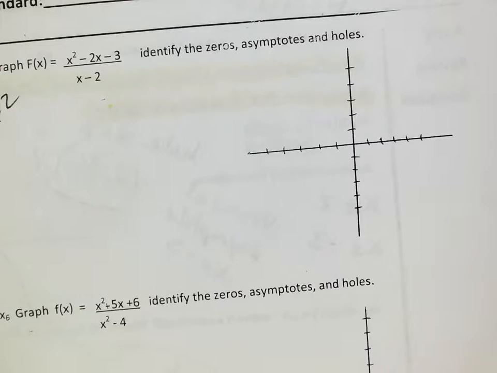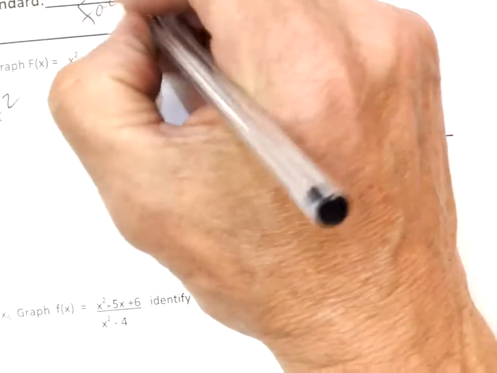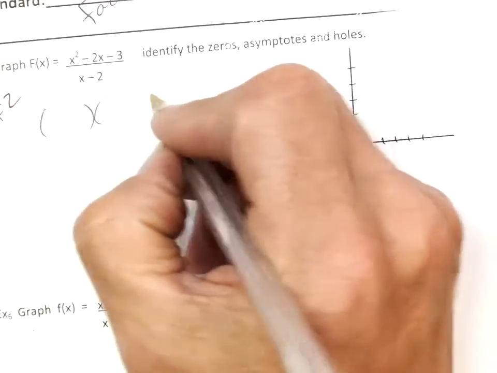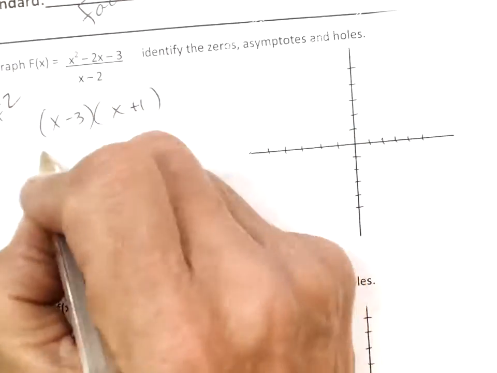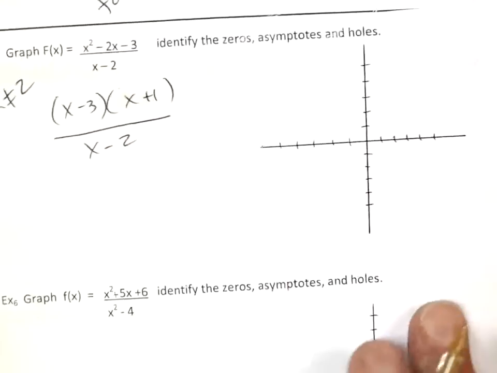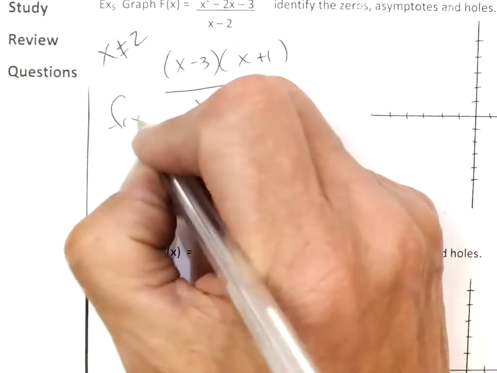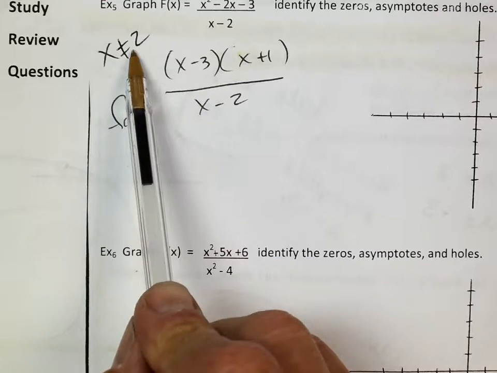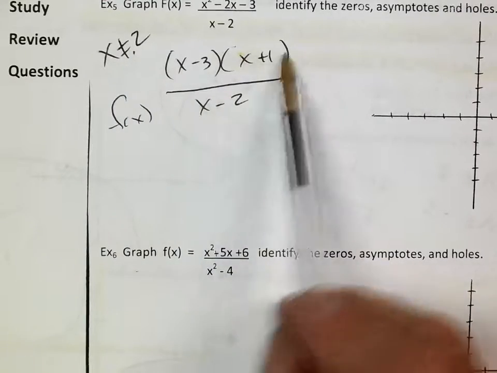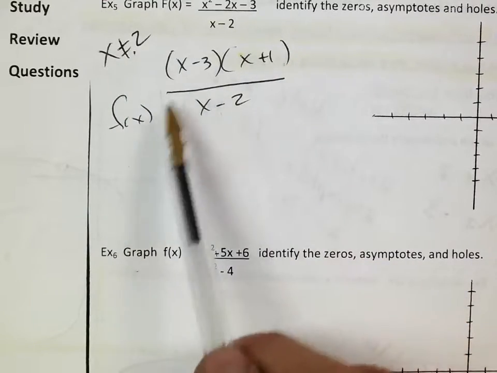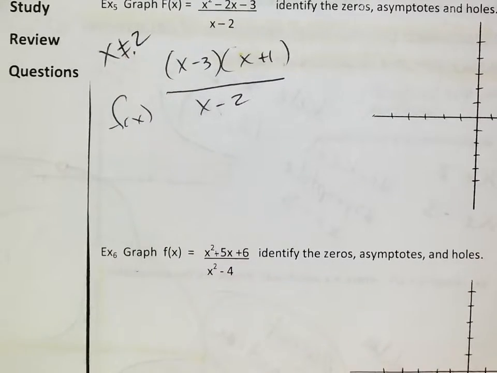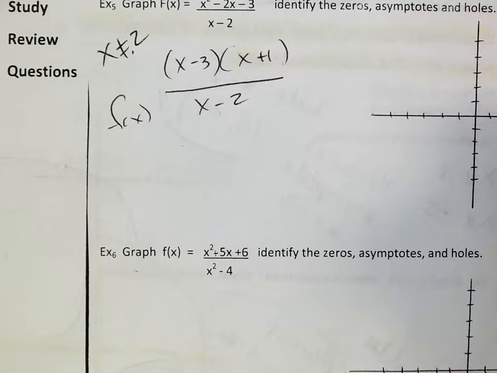So now, let's see if we can factor the top. See if it makes any difference. So if I factor the top, I'm going to go x minus 3, x plus 1 over x minus 2. Okay? Can I remove the problem? No. So, 2 is an asymptote. Can you remove the problem? No. So this is an asymptote, not a hole. So I go to 1, 2, and put in my asymptote, okay?